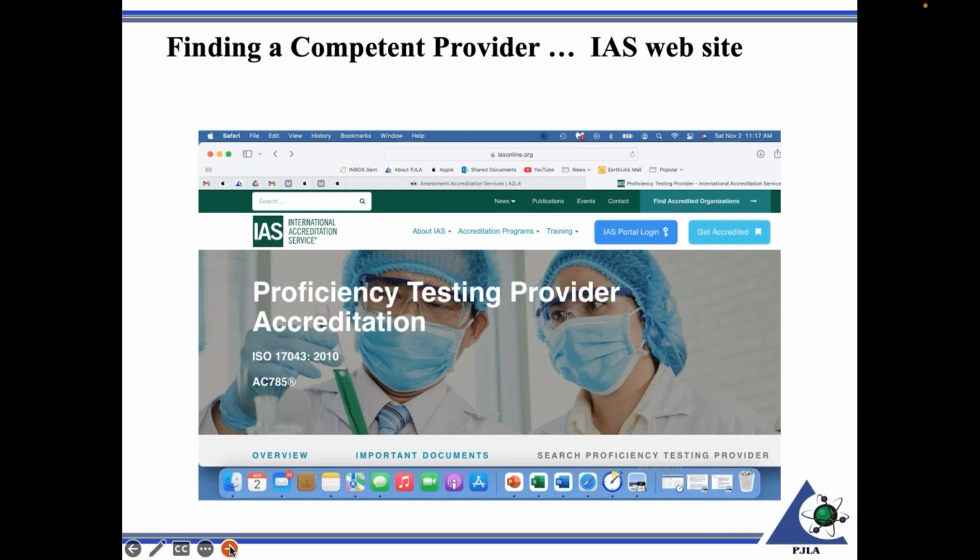When I was putting this together, I had real difficulty. I haven't had a problem getting things from IAS in the past. On this day, for some reason it wasn't very responsive, and if you notice, they have a PT provider accreditation, and over here it says search proficiency testing providers, and you can do that on IAS. It's not that I was trying to make them look bad or anything. It's just that day they might have been updating their system or something.